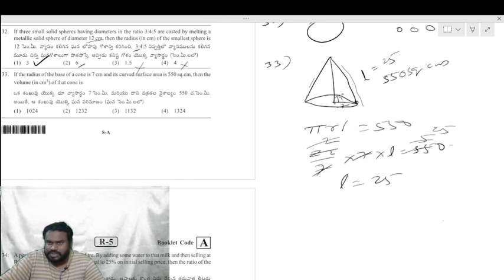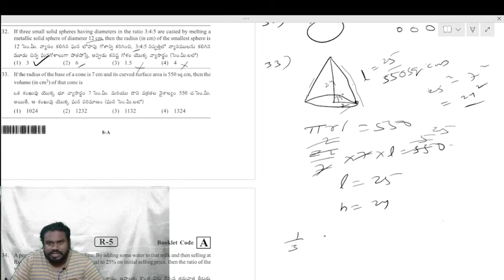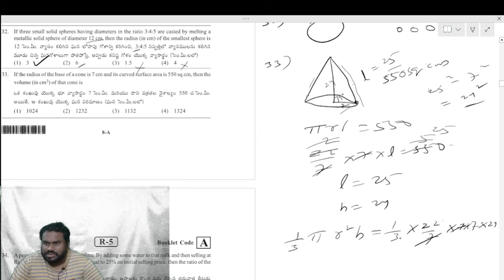So the hypotenuse is 25, this is one side and this is the other side. As per Pythagoras theorem, if the hypotenuse is 25 and one side is 7, the other will become 24. You can do it like this: 25 square minus 7 square equals 24 square. So you can take H as 24. Once you know the H and L, it's easier. 1 by 3 pi r square H is the volume. So 1 by 3 into 22 by 7 into r is 7 into 7, H is 24.